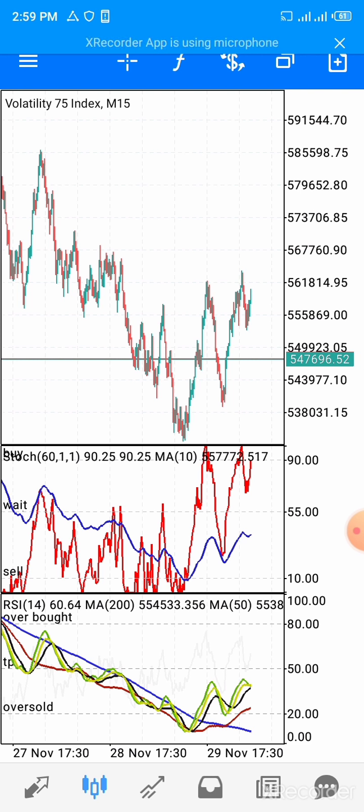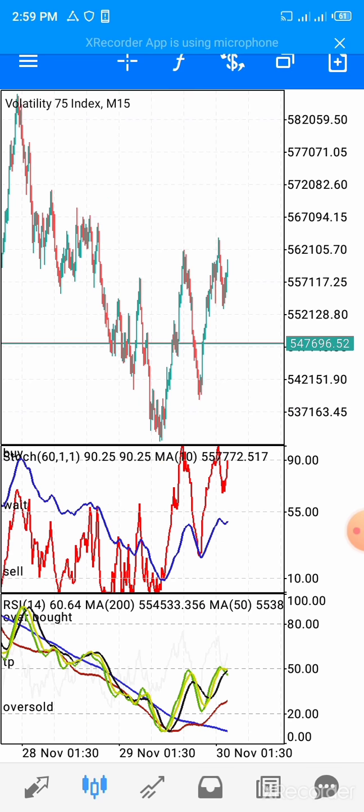So if the first indicator is telling you that this market is about to sell, the second indicator is telling you that this market is oversold, so it's about to buy. So you have to make sure that these two indicators are giving you a go ahead that you can buy or you can sell.